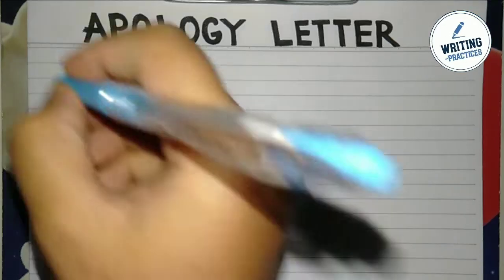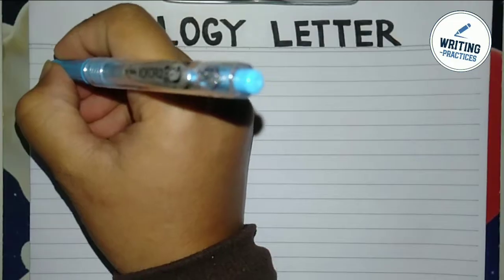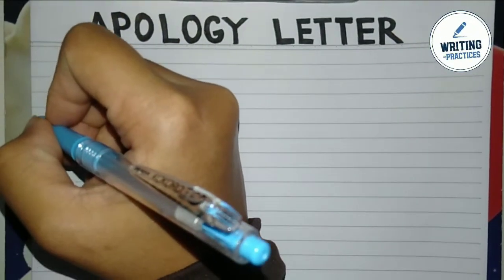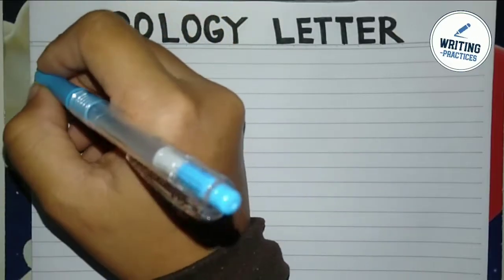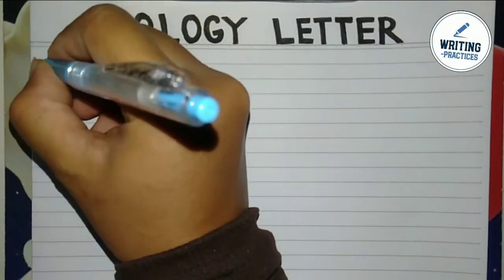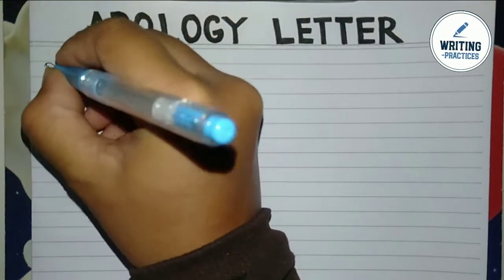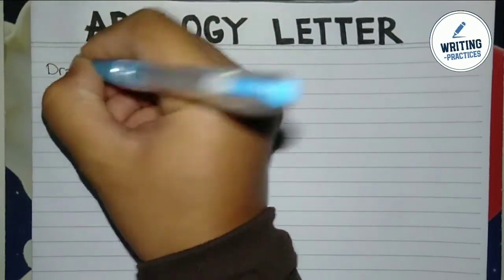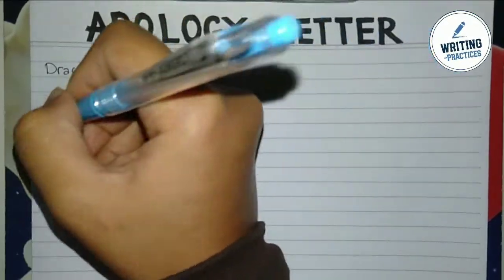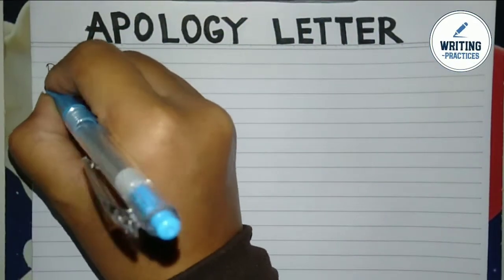Today, we are going to learn how to write an apology letter. What is an apology letter? An apology letter is a written communication in which someone expresses regret, remorse, or an acknowledgement of wrongdoing to another person or entity. It's a formal or informal way to apologize for a mistake, an offense, or any action that has caused harm, inconvenience, or hurt feelings to the recipient.